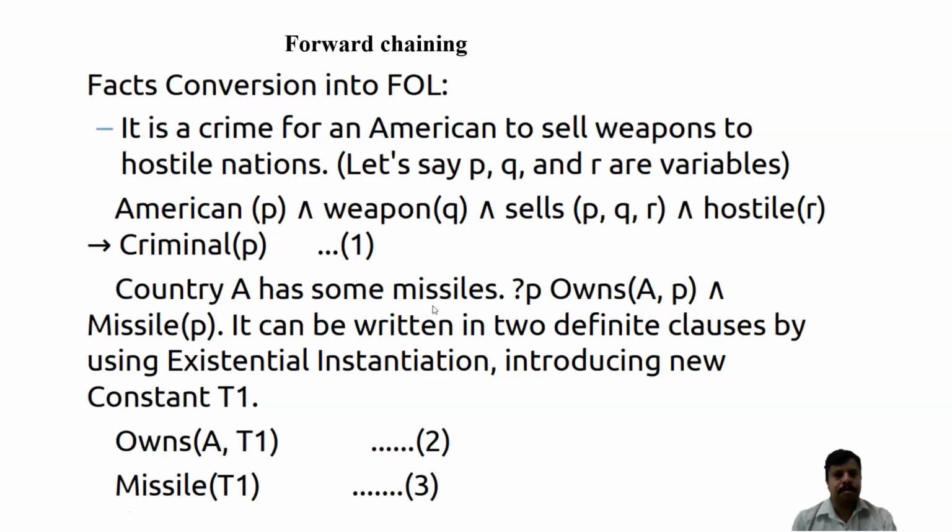Country A has some missiles. Is it true or not? We can represent it as owns(A, P). That is represented by owns(A, P) conjunction missile(P). It can be written in two definite clauses as owns(A, T1) and missile(T1).